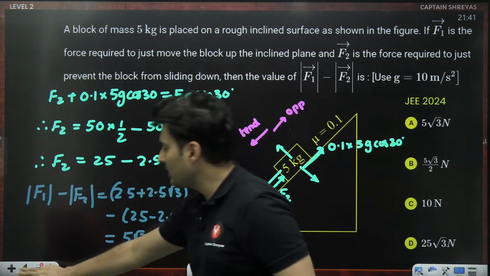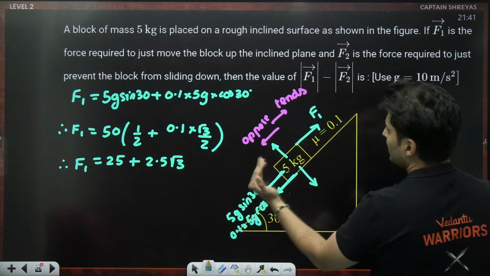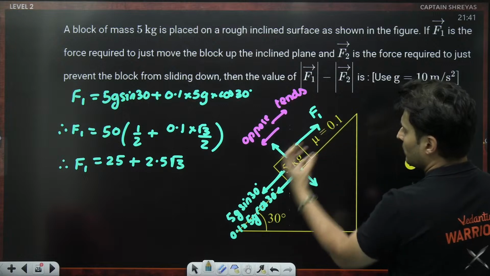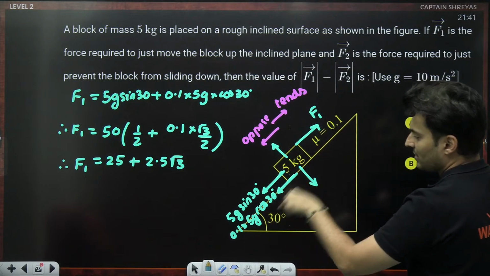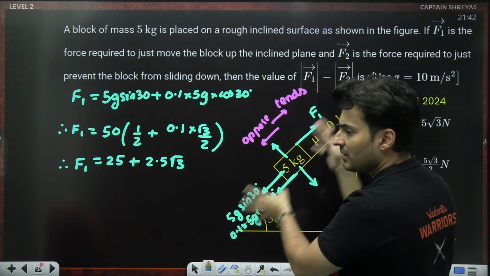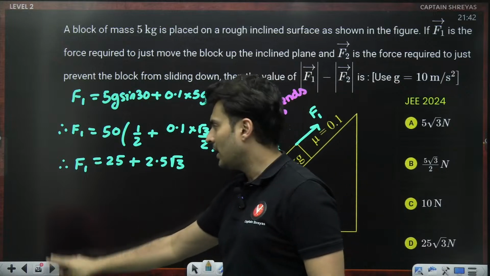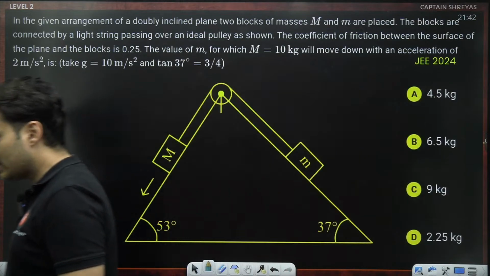In the first case, you want to push it up the incline. So F1 is up, and it is on the verge of slipping this way. It tends to slip up, so friction opposes down. Once you know the correct directions of friction, it's just about balancing the forces up and down the plane, finding F1 and F2, and then subtracting. Is that okay? Let's move ahead to the next one.